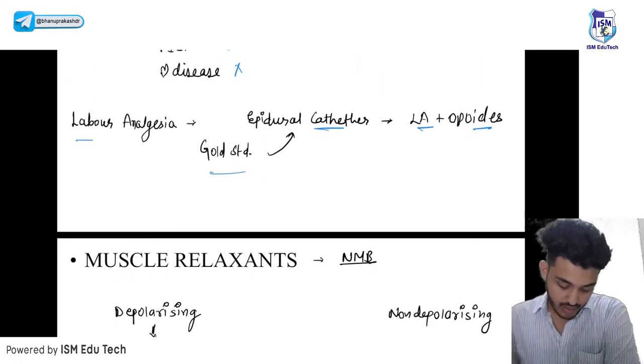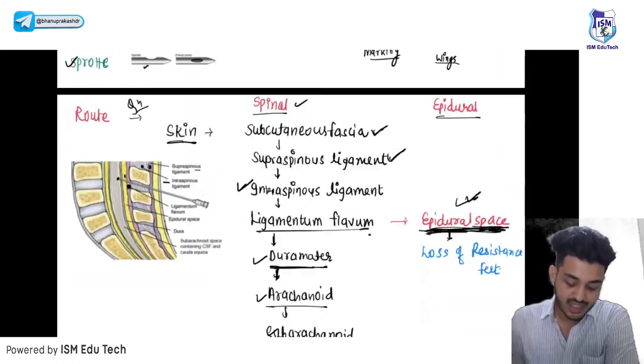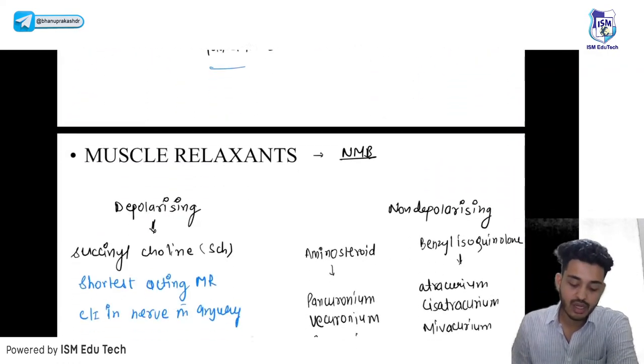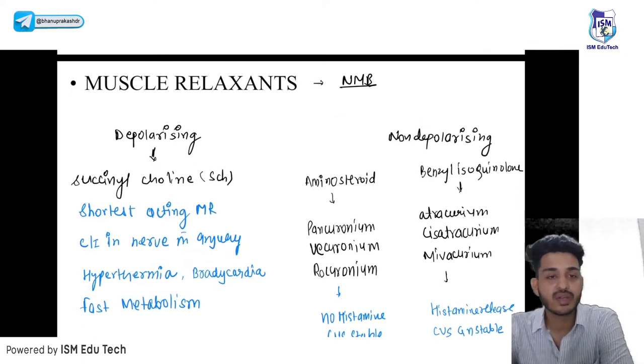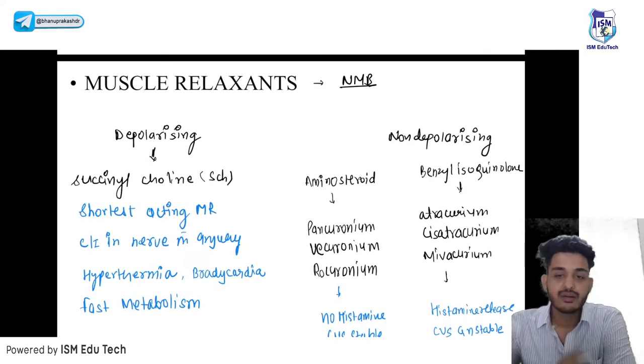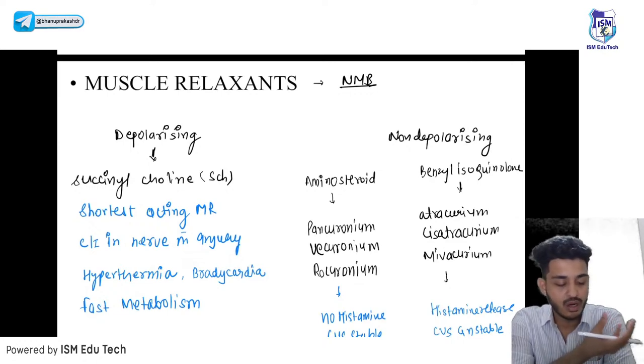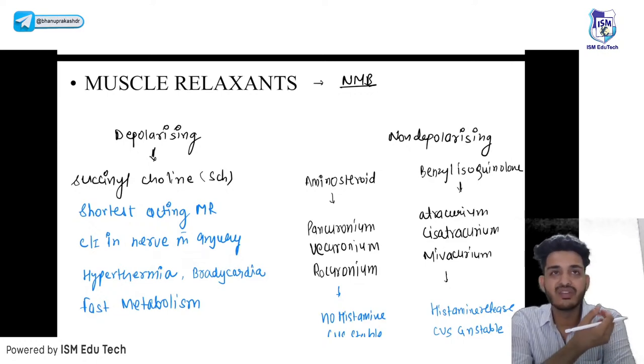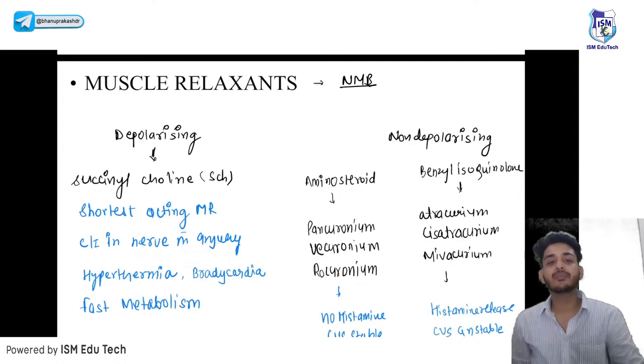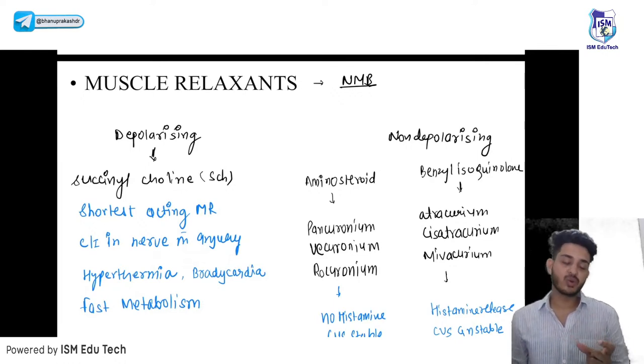Okay guys, so till now we are done with the regional part also. Now the last one is your muscle relaxant. What is a muscle relaxant? There is a property of muscle. For example, if we want to stimulate muscle, we need to give a specific amount. If you overstimulate, it won't work. If you understimulate the muscle, it won't work. We need a specific point, right?